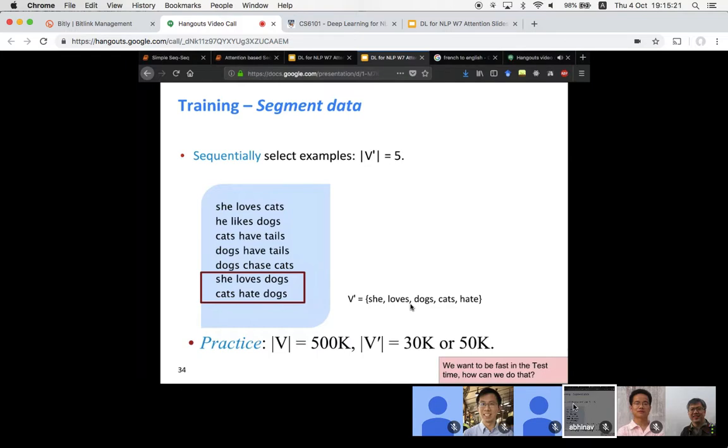You want to put the words that you're most likely to need for a computation and estimate in the same memory block, in the same V prime. So you're just taking your 500K vocabulary and striping it over different parts. Does that help?